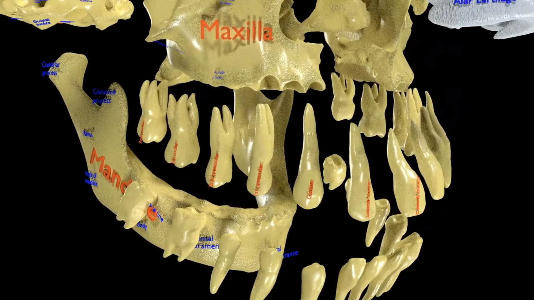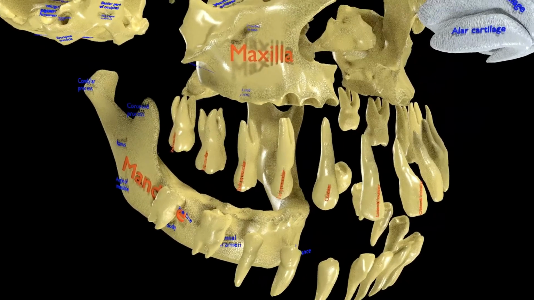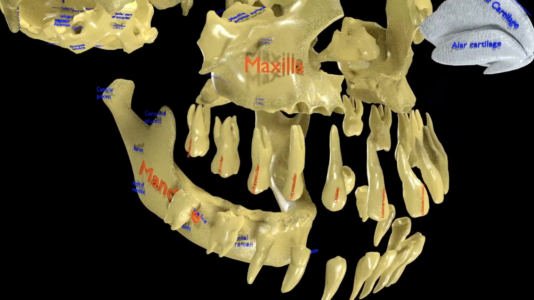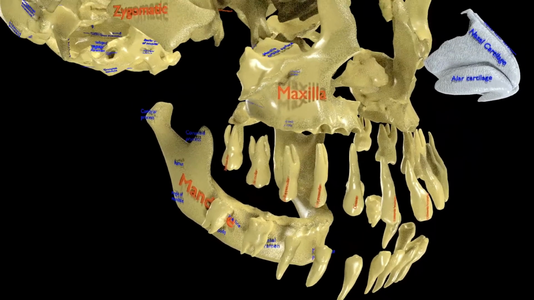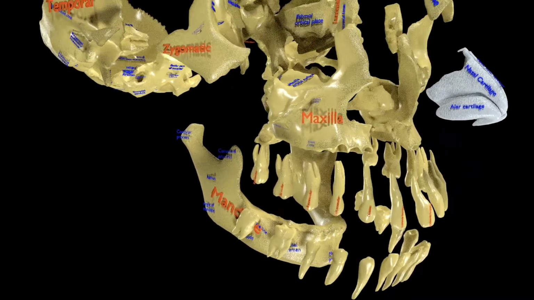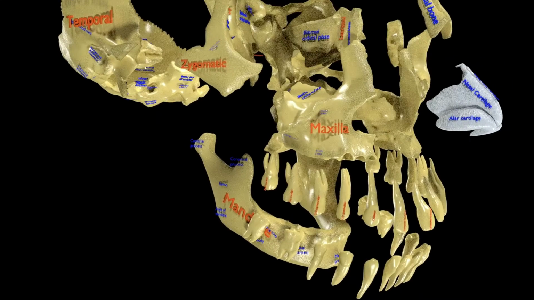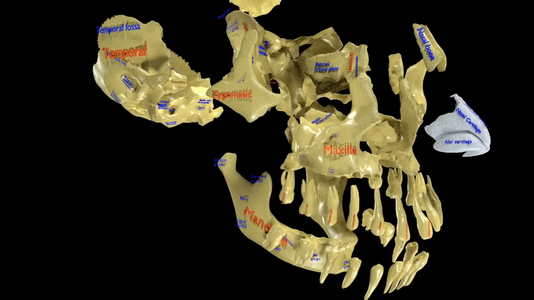The bone forming the cheek is known as the zygomatic bone, and it is a diamond-shaped irregular bone that protrudes laterally and forms the prominence of the cheeks. The zygomatic bone also forms a portion of the lateral wall of the orbit, floor of the orbit, and some portions of the temporal fossa and infratemporal fossa.